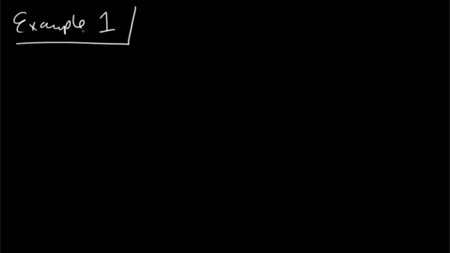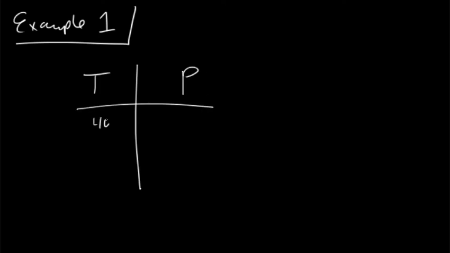So we're in section 1.2, and here's example number 1. It says, do the data in table 1 suggest a linear relationship between the pressure P and the temperature T of gas? Okay, so we have temperature and pressure. So temperature is 40, 45, 55, 70, 80. Over here, we have more complicated numbers.